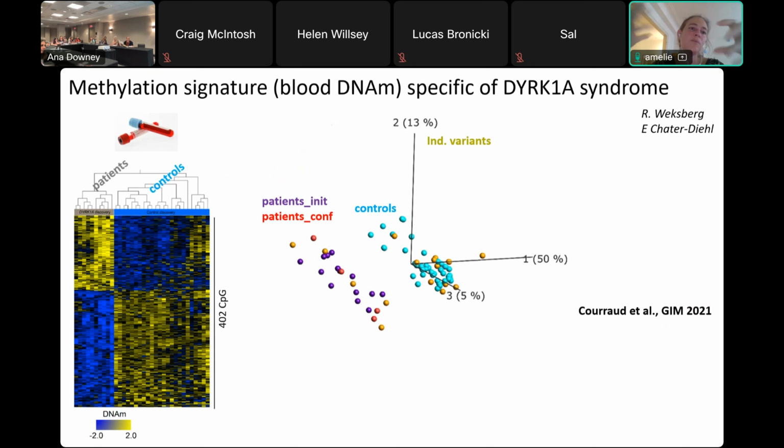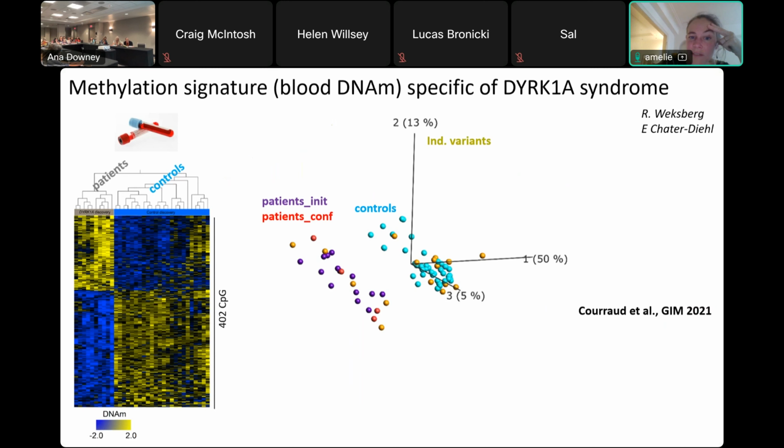So you can see here the analysis we performed shows that for 400 positions on the genome, we have a difference in the methylation status between patients with pathogenic DYRK1A mutation and control individuals. It's represented here, but you can also represent this result in a multiple component analysis. And you can see here that you have the controls here, and the individuals with DYRK1A syndrome. And so we use this as a biomarker. It's a blood biomarker of the DYRK1A syndrome.